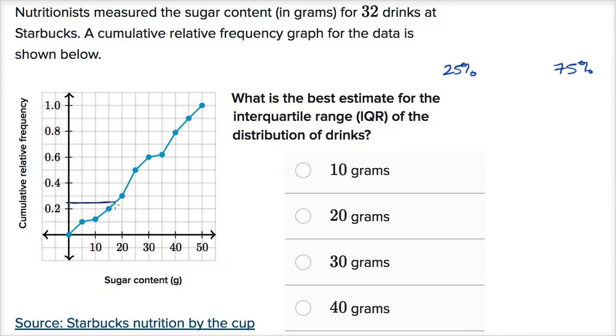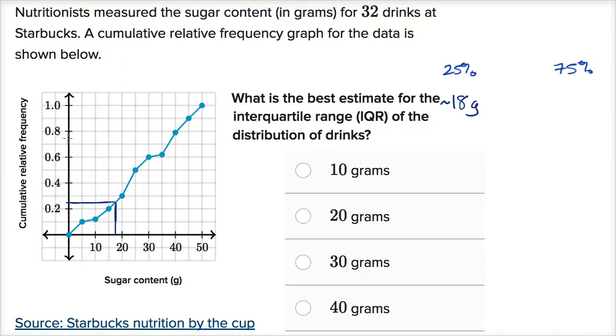It looks like the 25th percentile is about, and we're estimating here, this would be 15, so I would say maybe 18 grams. So approximately 18 grams. Once again, one way to think about it is 25% of the drinks have 18 grams of sugar or less. And let's look at the 75th percentile.